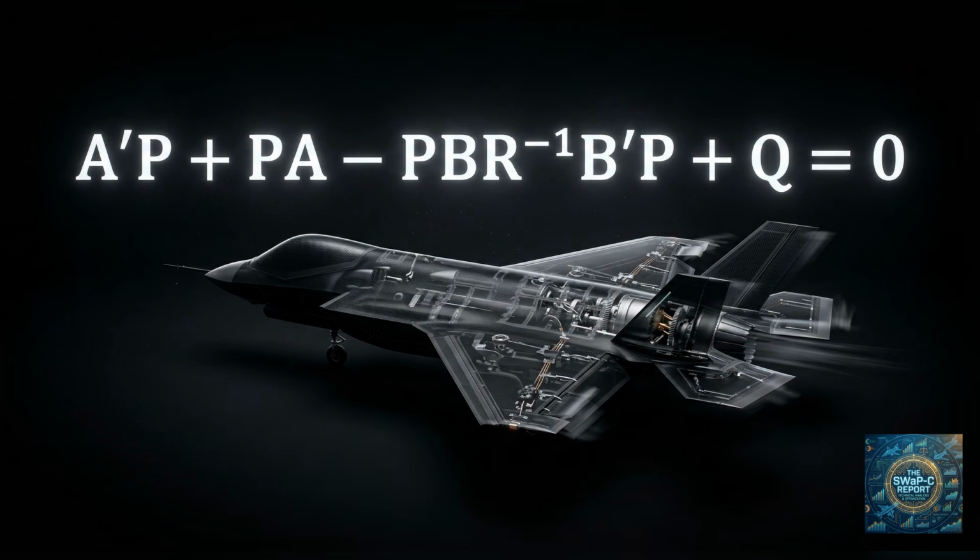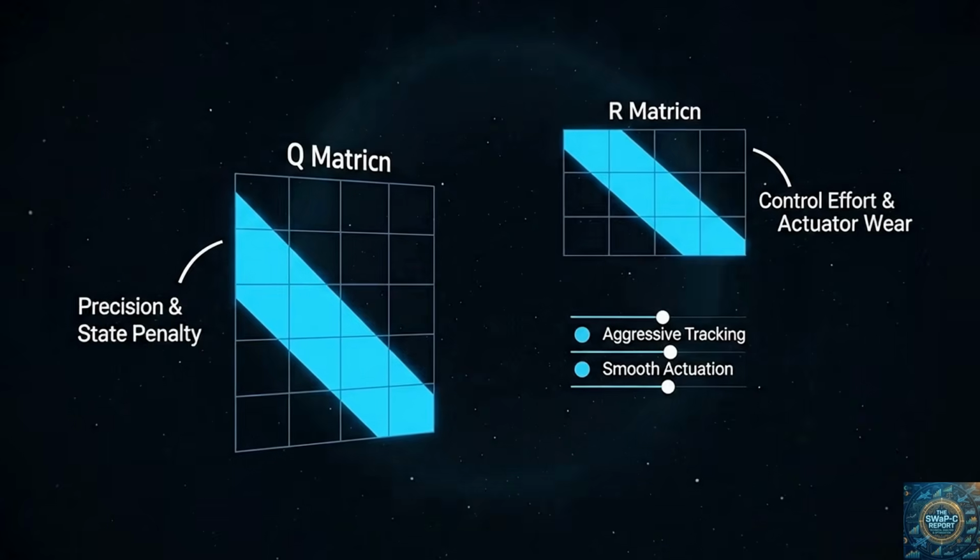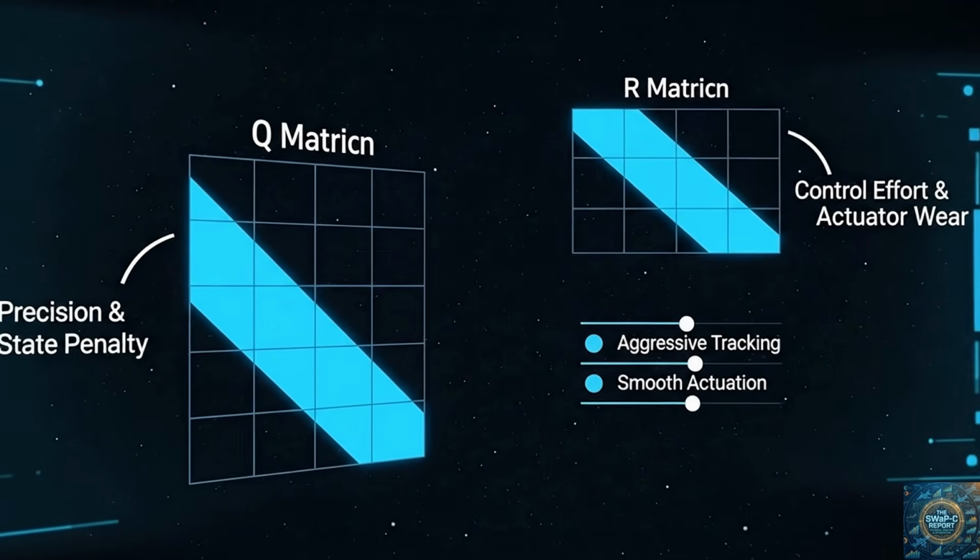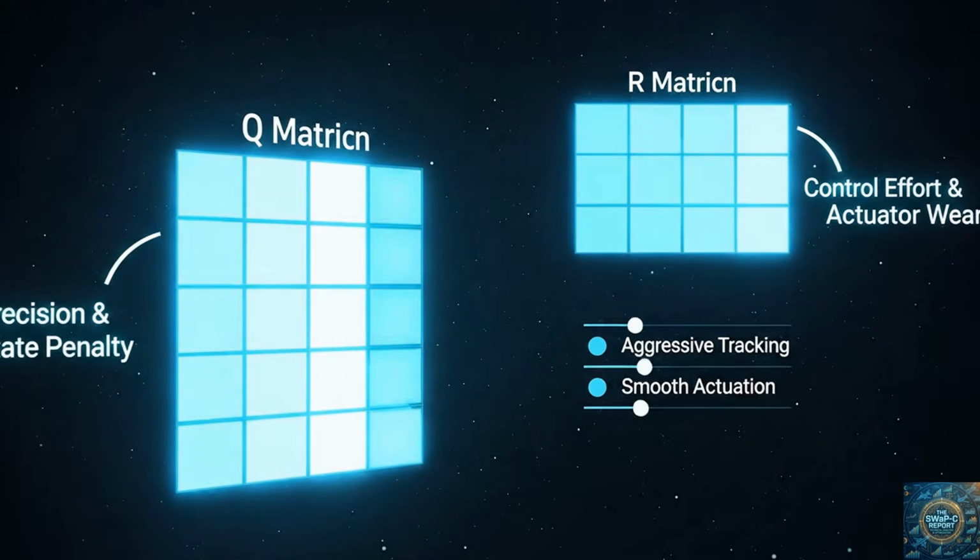The mathematical goal of the Linear Quadratic Regulator is to find an optimal control law that minimizes a specific quadratic cost function. This cost function is elegantly simple yet incredibly powerful. It evaluates the integral of two key components: the state deviation, multiplied by a state weighting matrix denoted as Q, and the control effort, multiplied by an input weighting matrix denoted as R. The pure genius of the LQR framework lies in these Q and R weighting matrices.